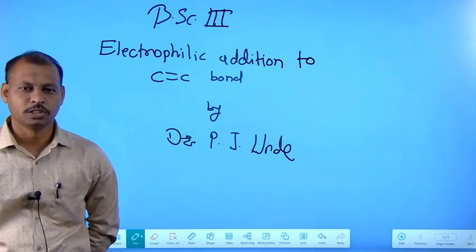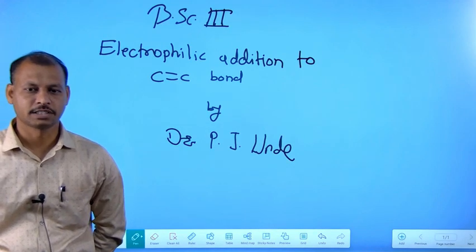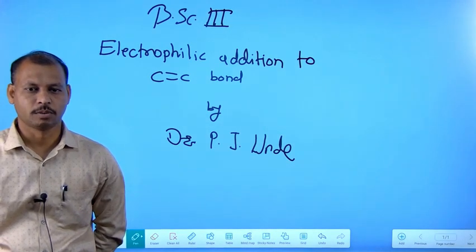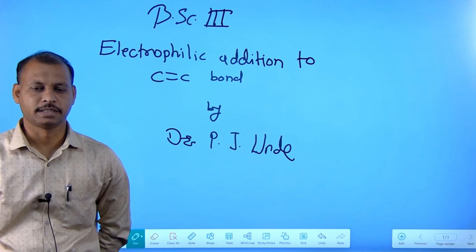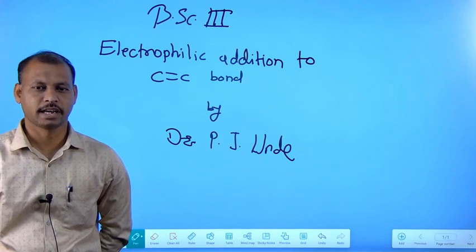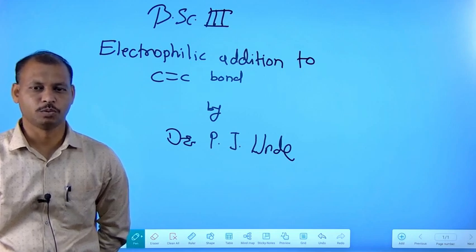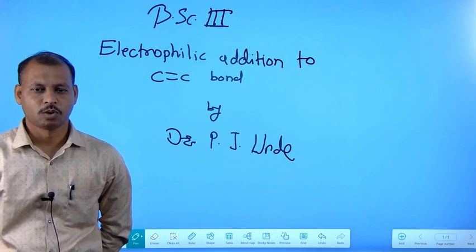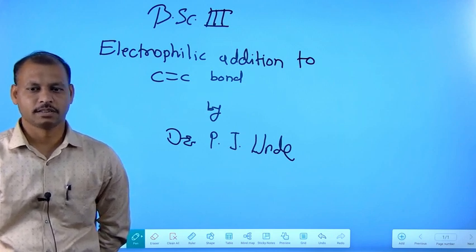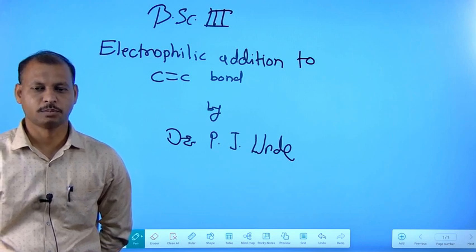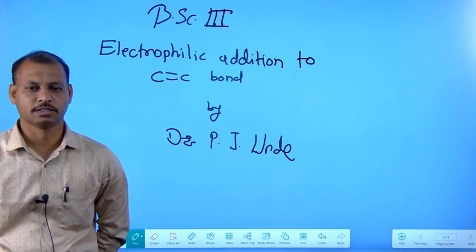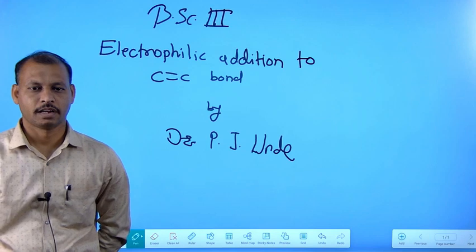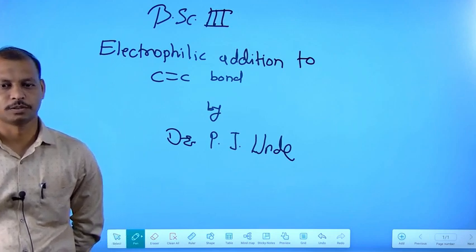First, what is an electrophile, what is an addition reaction, and what are carbon-carbon double bonds. An electrophile is any species which has electron deficiency. It can be ionic, or it can have a partial positive charge on the species. Then what is addition? Addition means two atoms or molecules are added across the carbon-carbon double bond. Such a reaction is called an addition reaction.